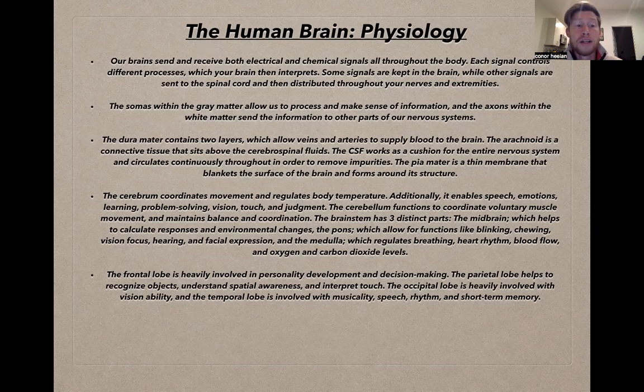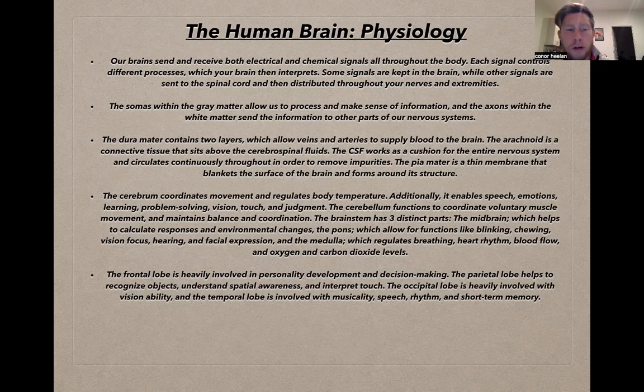The dura mater contains two layers, which allow veins and arteries to supply blood to the brain. The arachnoid is connective tissue that sits above the cerebrospinal fluids, and the cerebrospinal fluids work as a cushion for the entire nervous system, and they help circulate continuously throughout our nervous systems in order to remove impurities. The pia mater is a thin membrane that blankets the surface of the brain and forms around its structure.